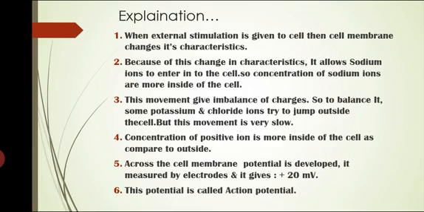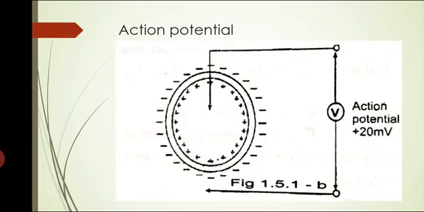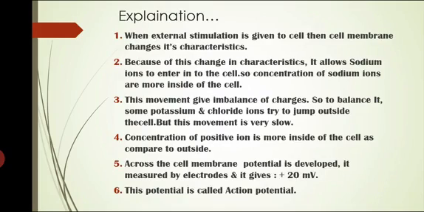But this movement is very slow as compared to the movement of the sodium ions. The concentration of positive ions is more inside of the cell as compared to the outside of the cell, as shown in the figure here. And when this potential is measured using electrodes, it gives plus 20 millivolt across the cell membrane. This potential is called the action potential of the cell, and it is plus 20 millivolt.